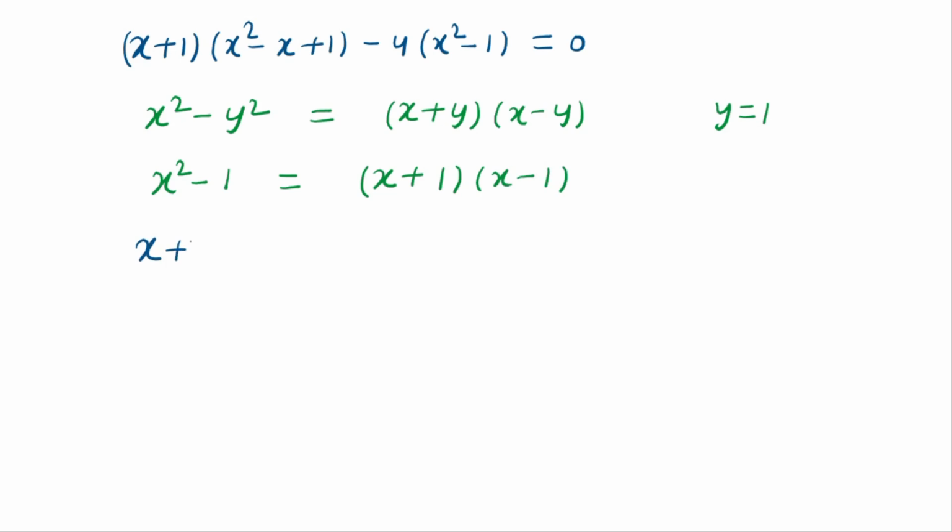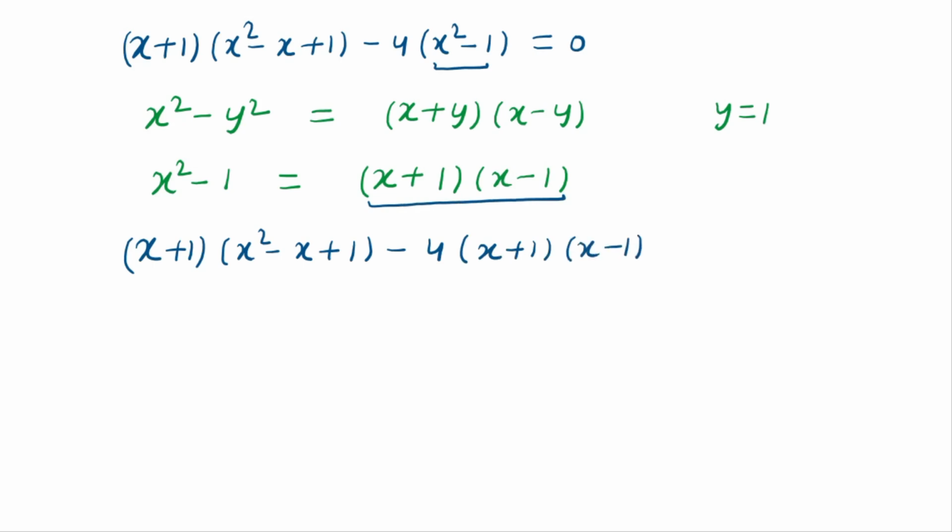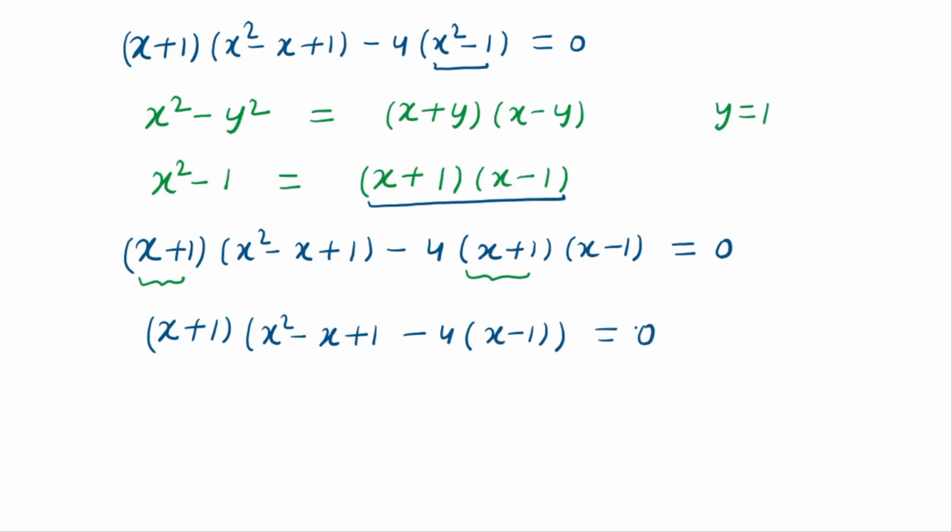Then (x + 1)(x² − x + 1) − 4, and this expression is replaced by (x + 1)(x − 1), (x + 1)(x − 1), and this is equal to 0. Now here if we take common (x + 1), and here if we take common (x + 1), then you will get (x² − x + 1 − 4(x − 1)), and this is equal to 0.